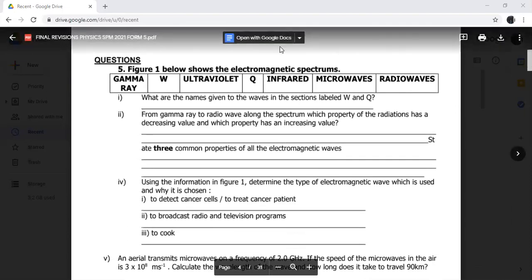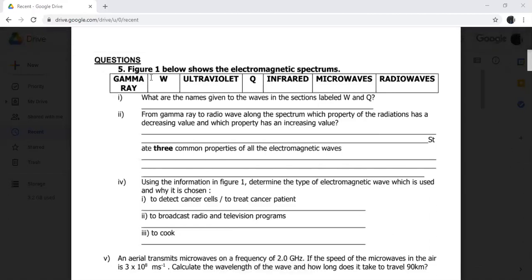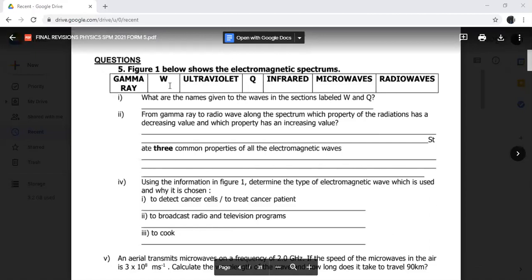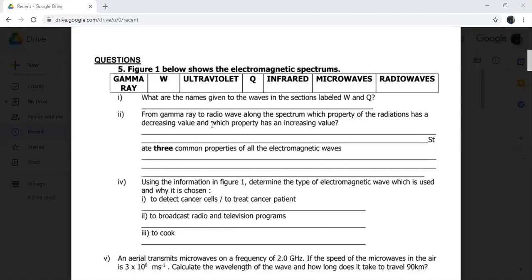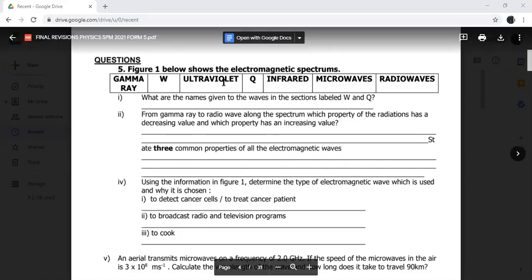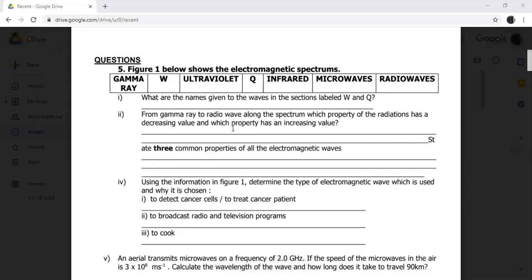Question 5. Figure 1 below shows the electromagnetic spectrum. What are the names given to the waves in sections W and Q? I always call it GXU. So W is X-ray, Q must be visible light. From gamma ray to the radio wave, along the spectrum, which property of the radiation has a decreasing value? Frequency. From gamma to radio wave, frequency decreases. And which property has an increasing value? Surely, the wavelength.